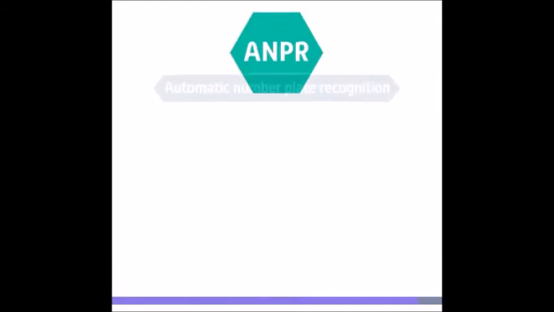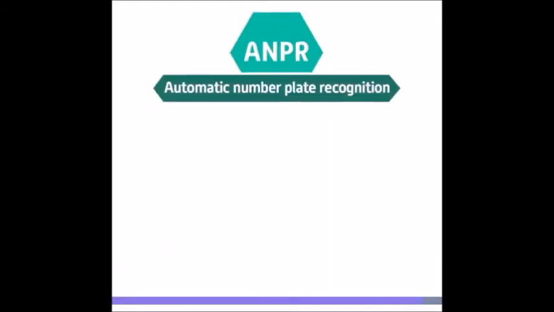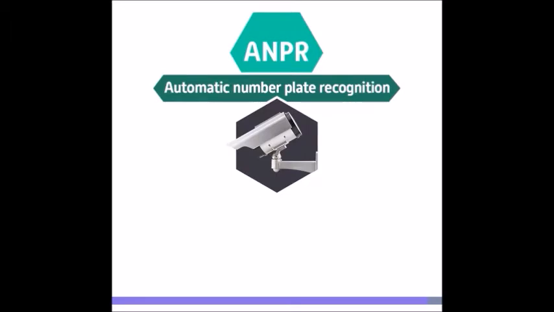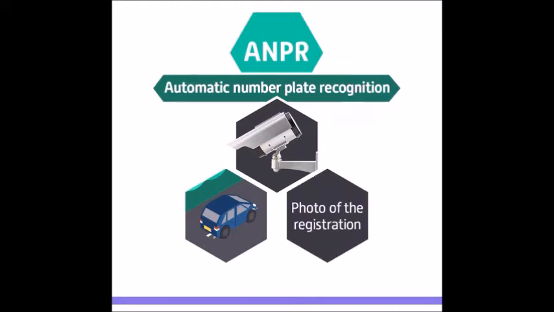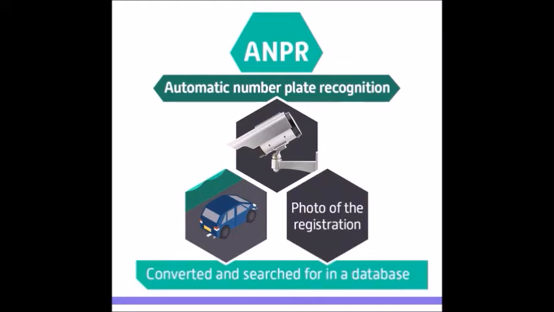ANPR stands for Automatic Number Plate Recognition and is a technology that requires a digital camera as an input device. ANPR is widely used by the police to automate identification of car number plates. When a car passes an ANPR camera, a photograph is taken of the registration plate. This is then converted to text and searched for in a database.